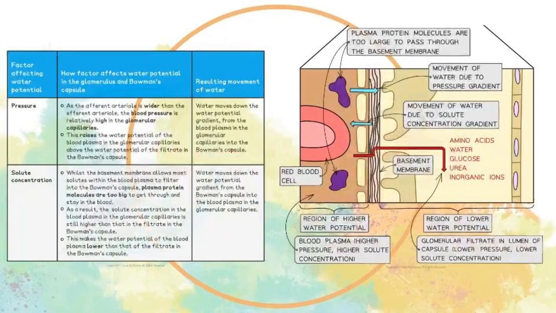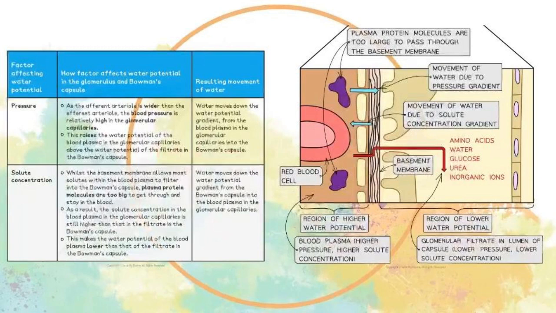So the first factor that can affect water potential is pressure. And this is all things that are going to affect your blood pressure, which is why people with high blood pressure, for example, commonly have kidney problems. So how does pressure affect water potential in the glomerulus?